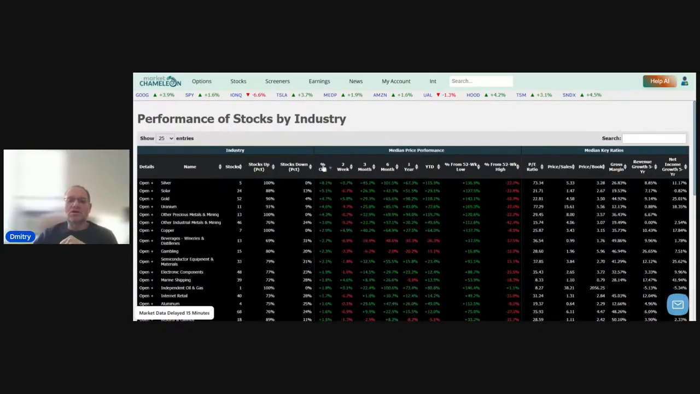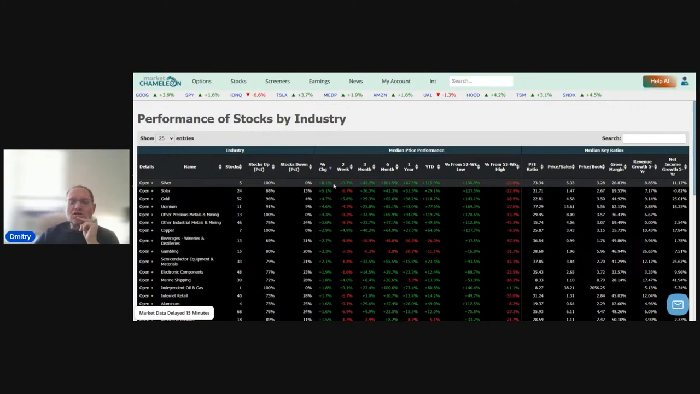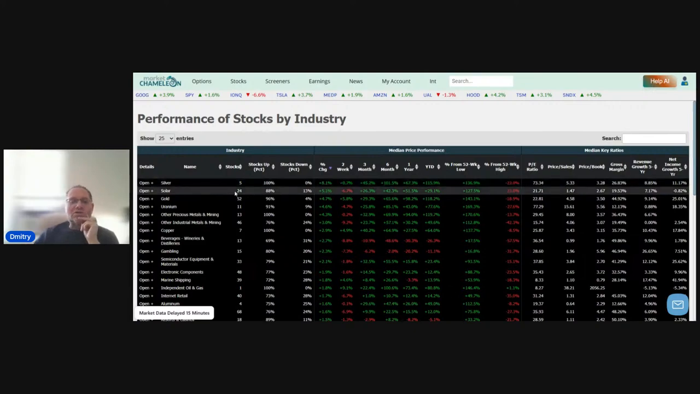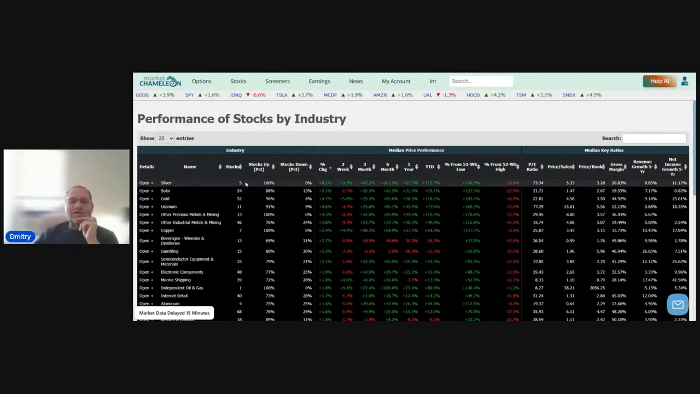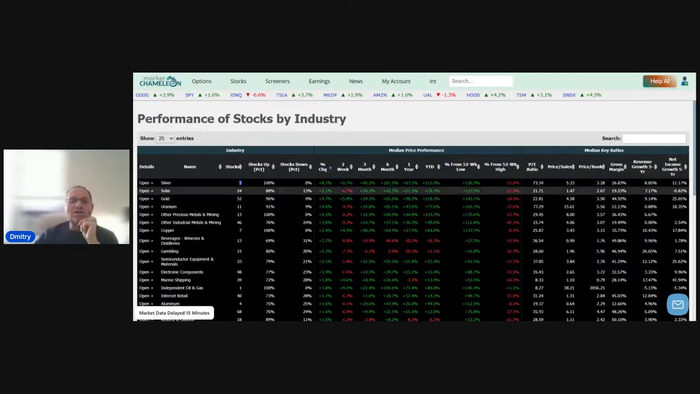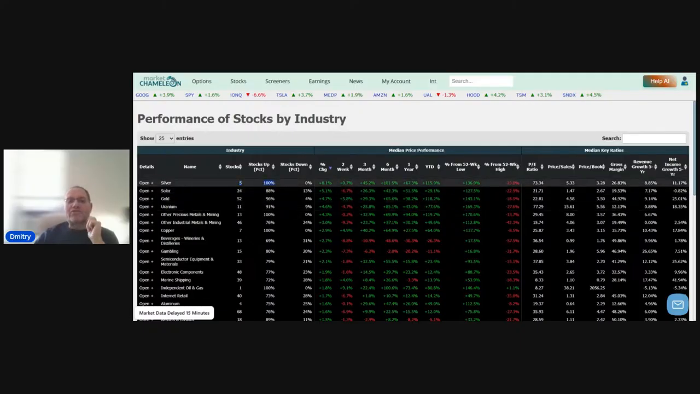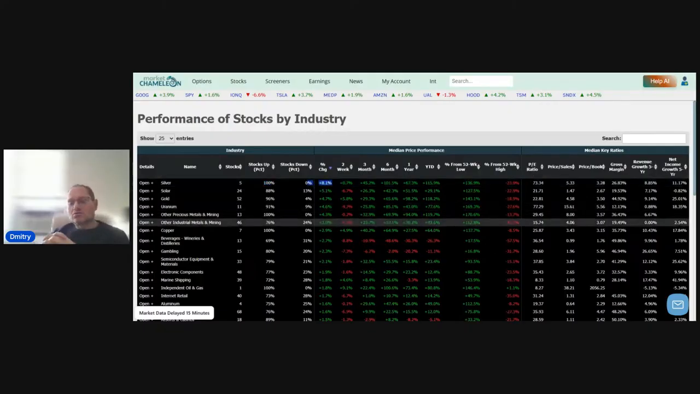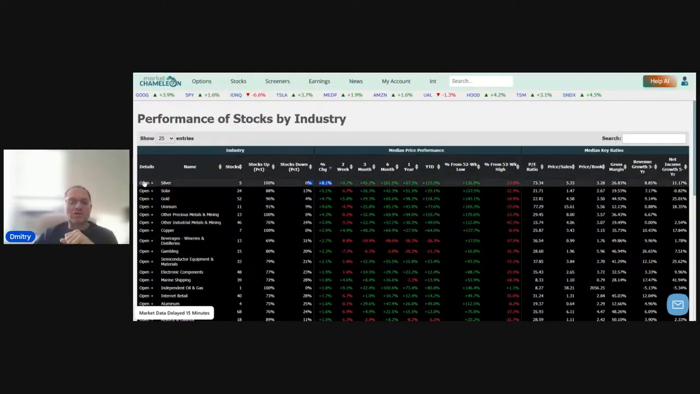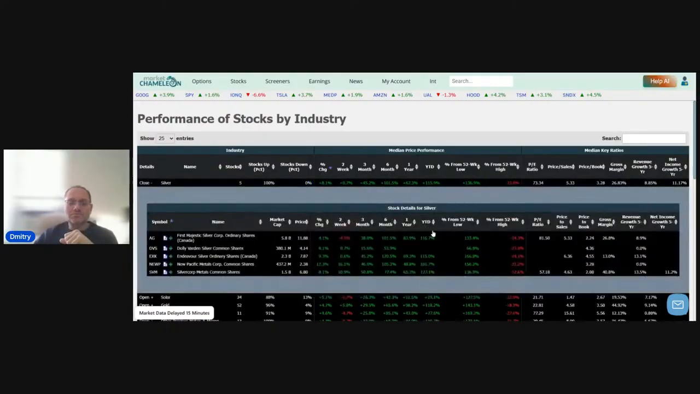So you could see here yesterday, the top performing industry was the silver. It has 5 stocks that we're tracking in there. All 5 stocks were up yesterday, 0 were down, and the median performance was up 8.1%. So if we click on that open, we could see these are the 5 stocks in there, AG, DVS, and so forth.